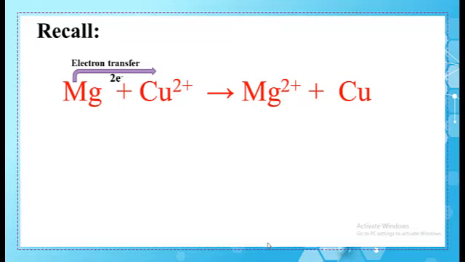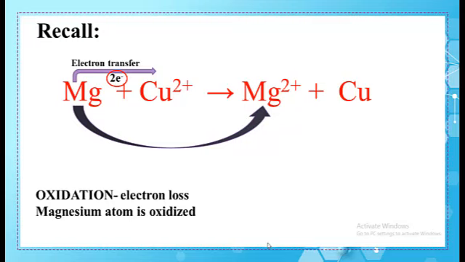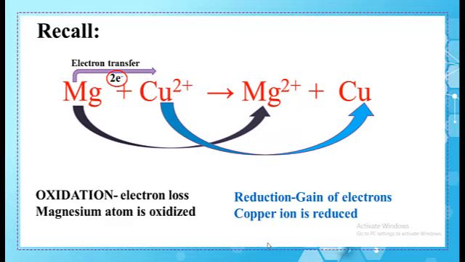As you can see here, magnesium atom transfers 2 electrons to copper ions to become magnesium ion. So magnesium atom, by losing these 2 electrons to become magnesium ion, undergoes oxidation half reaction where it's oxidized. These 2 electrons are given to copper ions to become copper atom. In this case, copper ion undergoes reduction half reaction in which it gains electrons and it's reduced.